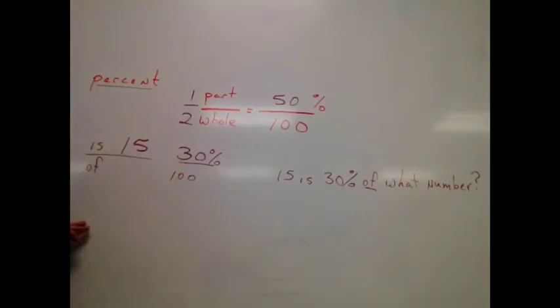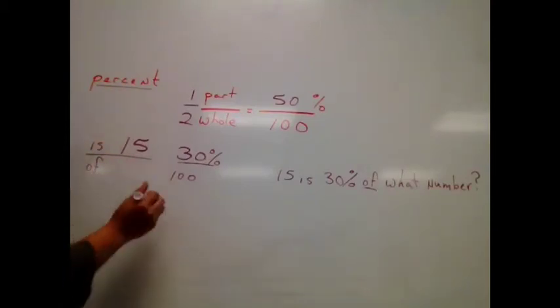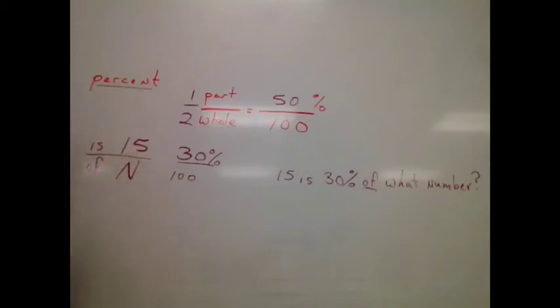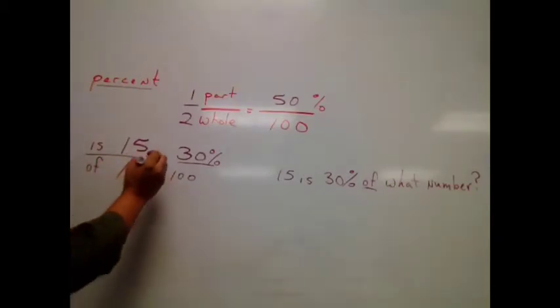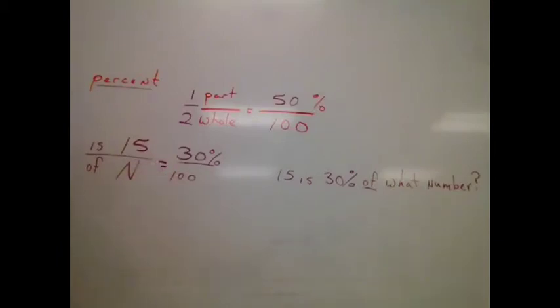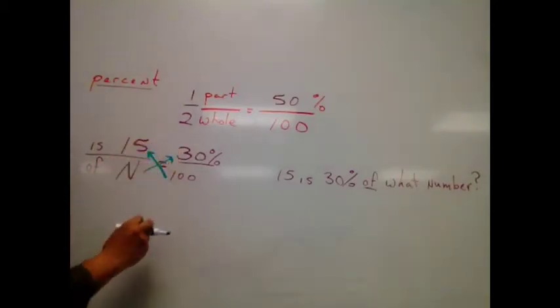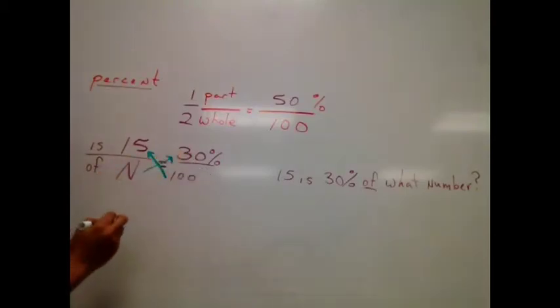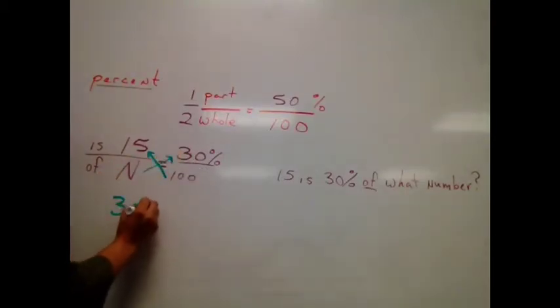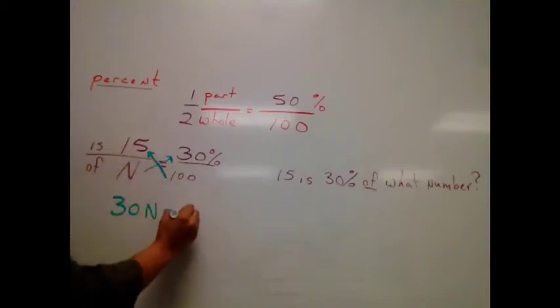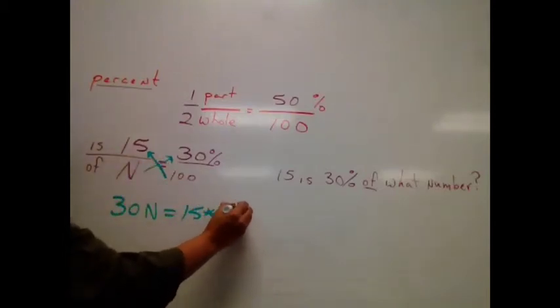I want to know what number. Notice the word of. 15 is 30% of what number? That means there's a bigger number right here. 15 belongs to a bigger amount. Now let's find out what that number would be. I don't know what that number is, so I'm going to put a big old N. I want to use an N this time, just for grins. All right? So we're going to cross multiply here and here. We're going to say N times 30 is 30N. 15 times 100.